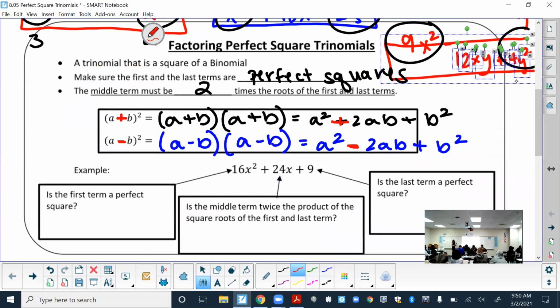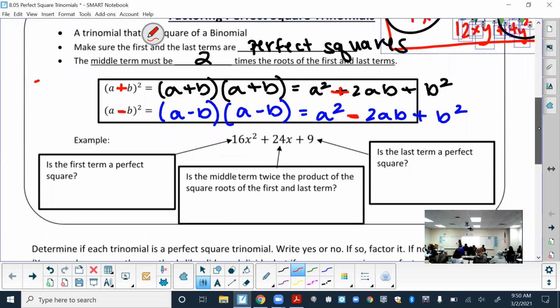All right, so, sorry, I have to move something. So let's look at this as an example. 16x squared plus 24x plus 9. A big part of this is identifying your perfect square trinomials. So is 16x squared a perfect square? Yeah. When I take my square root of it, what's the square root?